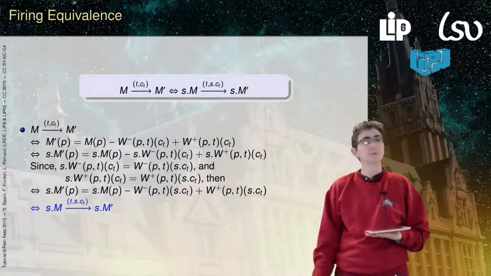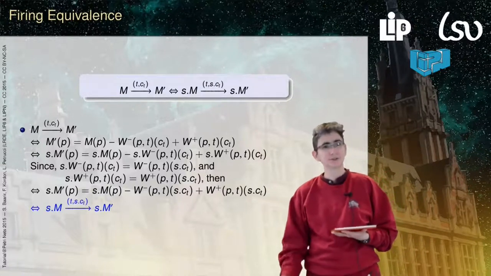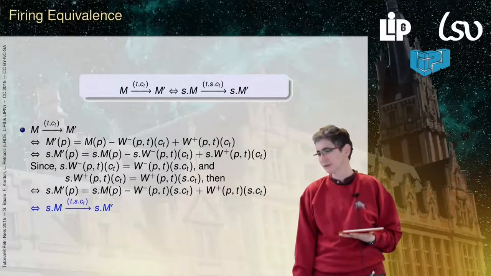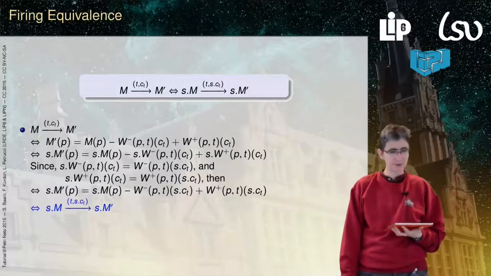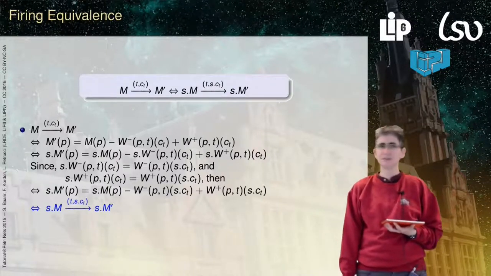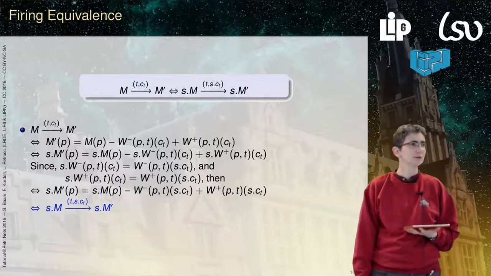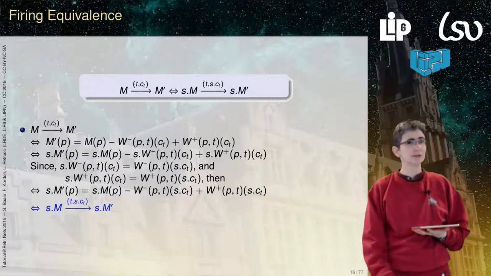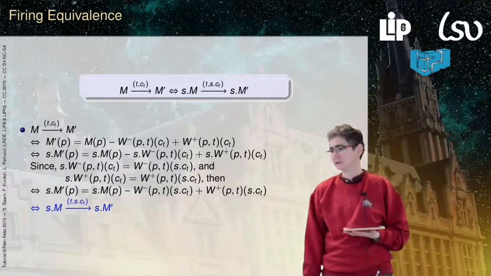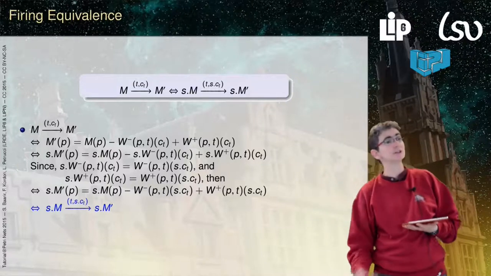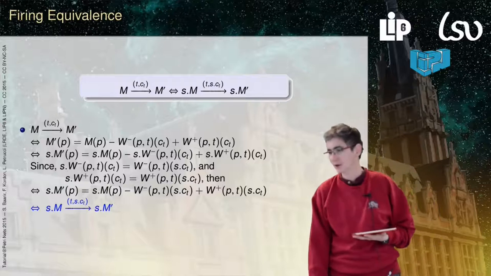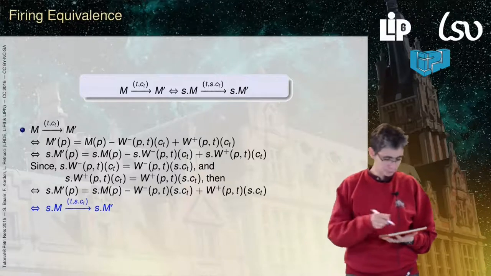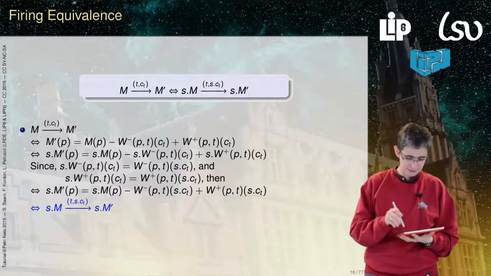The transitions are enabled, and the firing gives the symmetric marking. It's a similar kind of proof that we have here. So if you have a marking M in which you can fire T with a color CT giving a marking M prime, you can equally well start from a symmetric marking of M, SM, and fire transition T with the symmetric color SCT, and obtain the symmetric marking of M prime, SM prime. The proof is here, it's similar and quite easy.